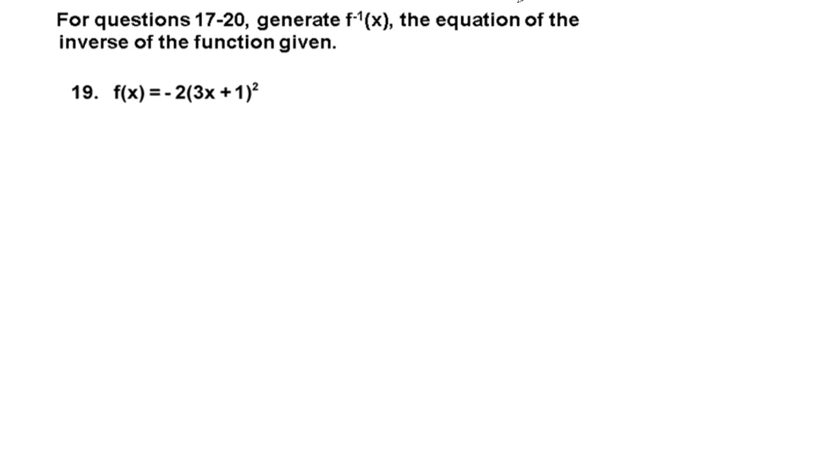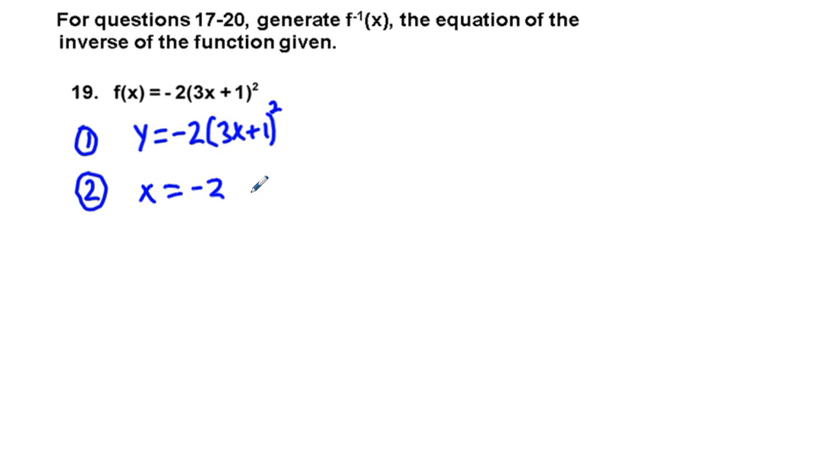Next, I'm going to do problem 19. I'm going to do the four-step process as I did before. So step 1 is we're going to say y equals -2 times quantity 3x plus 1 squared. Next, x and y switch places. Step 2: we have x equals -2 times quantity 3y plus 1 squared.